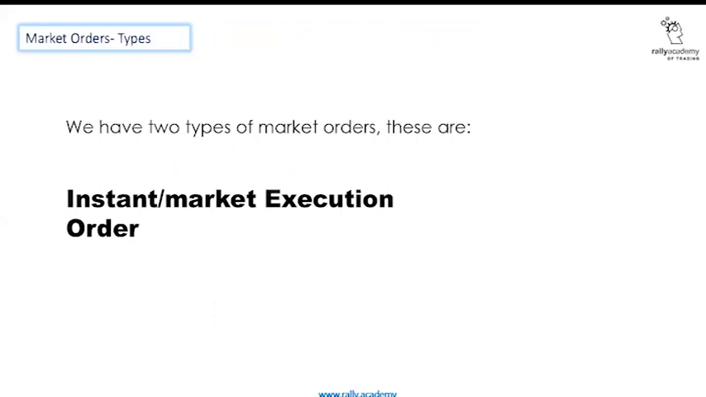Okay, and I said there are two types of market orders. The first one is called the instant or market execution order. Some other people know it as buying at the market. What it means is that you are instantaneously entering a buy at current market price.